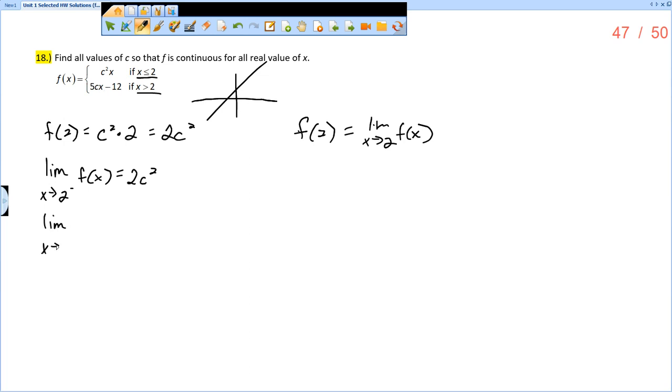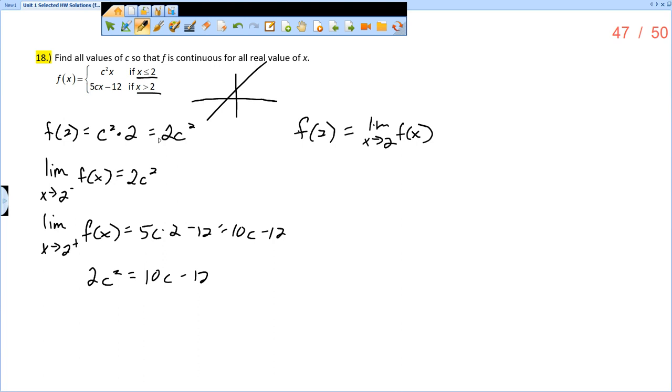And then the limit as x approaches 2 from the right of f of x. So now we're going to plug x equals 2 into the bottom piece. So if x is 2, that means 5c times 2 minus 12, or 10c minus 12. So now, if the limit from the left and the limit from the right are equal, right? So 2c squared equals 10c minus 12, then that means that the limit exists, right?